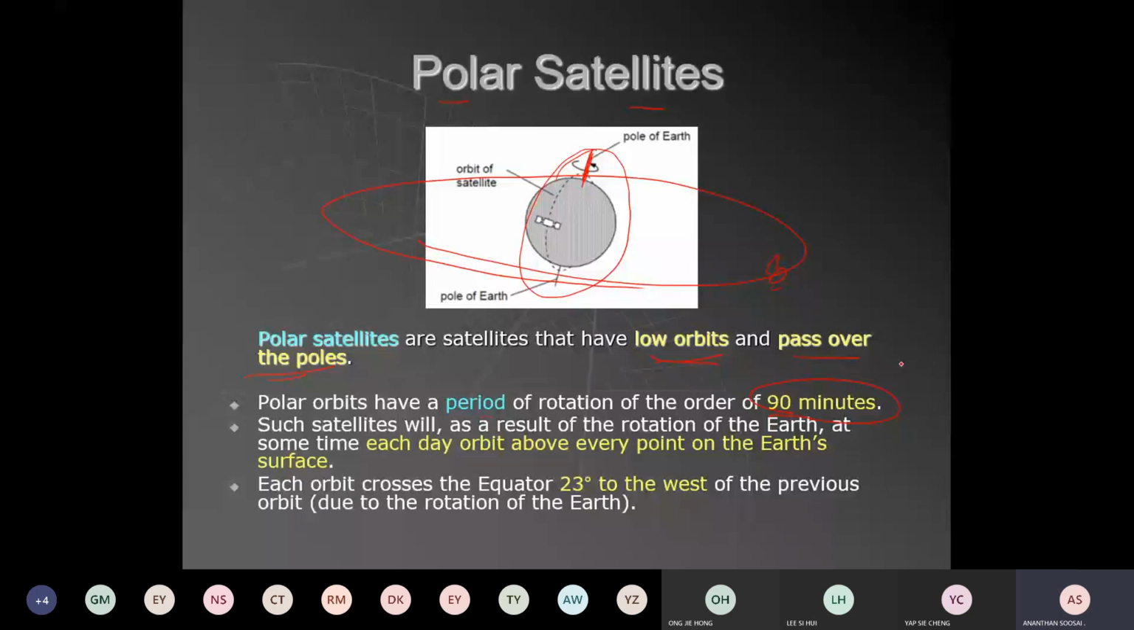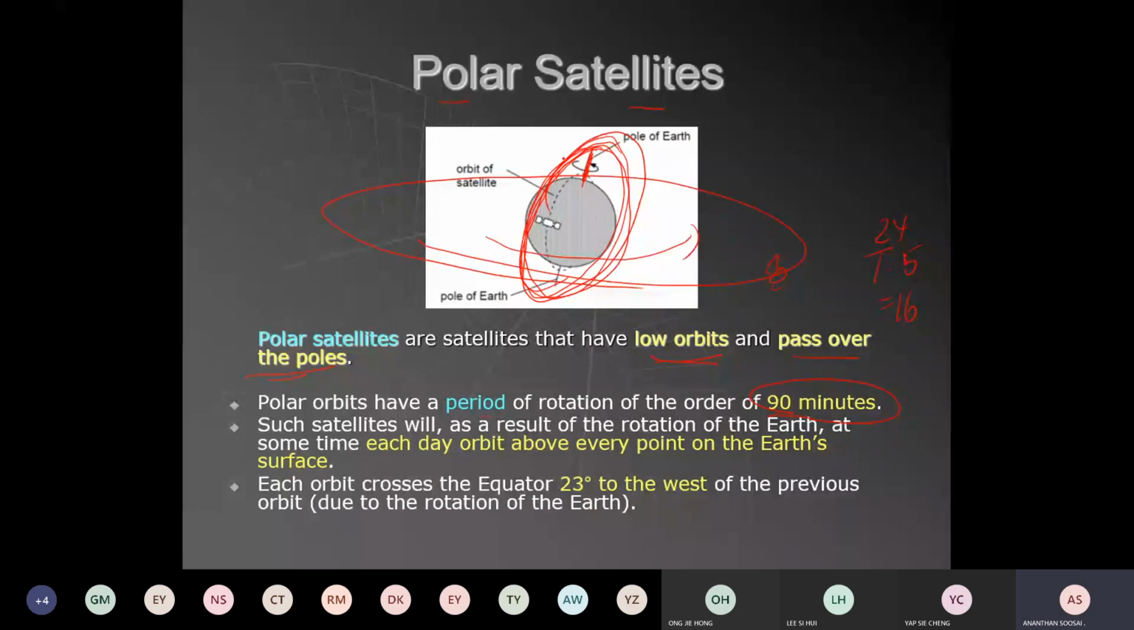That means it makes how many rounds? 16 rounds in a day. 24 divided by 1.5, how much do you get? I think 16 rounds. So a polar orbit satellite makes 16 rounds in a day. Okay, and when the polar orbit satellite goes one round, the Earth is rotating in this direction.